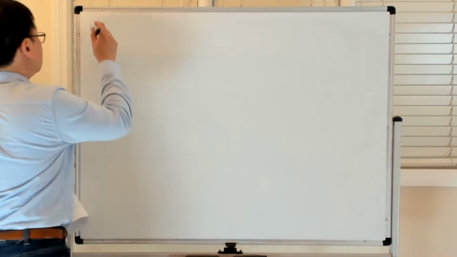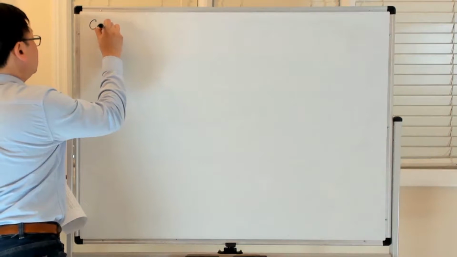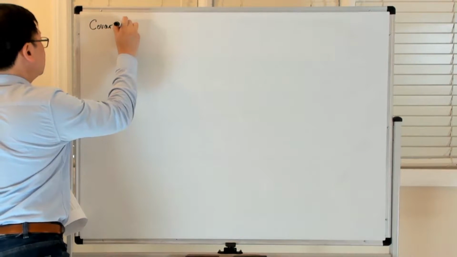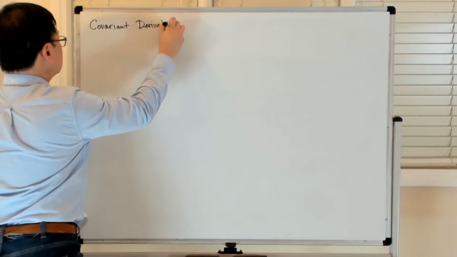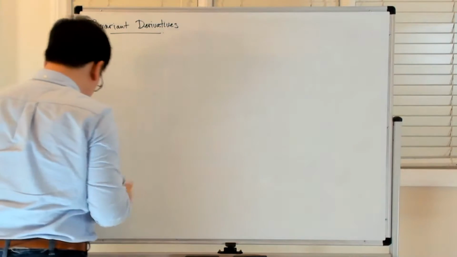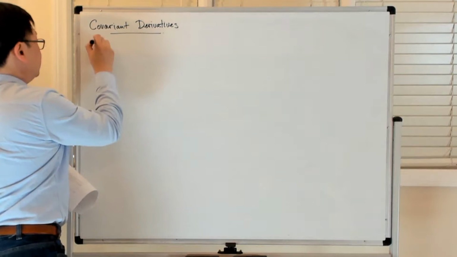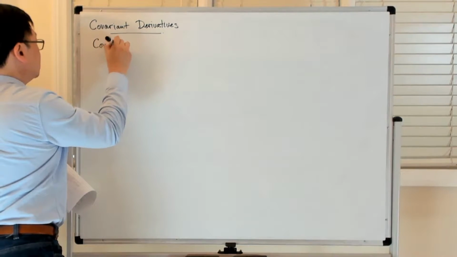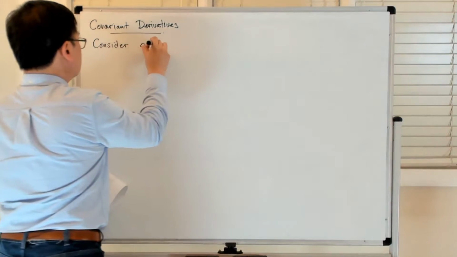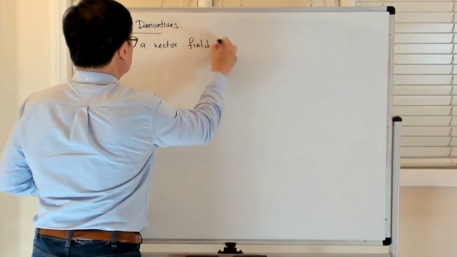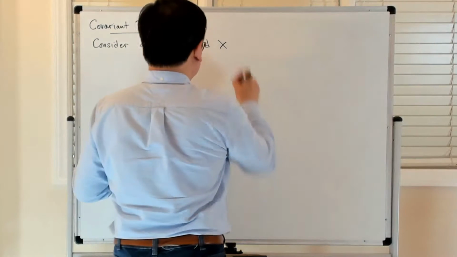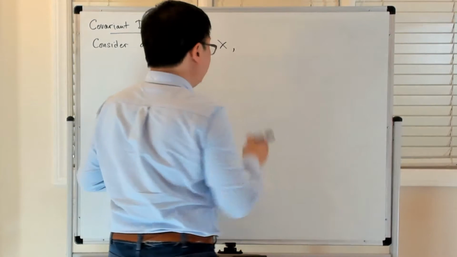All right, so now we're going to talk about covariant derivatives, in particular of a vector field. Okay, so let's consider a vector field. Let's denote that by X. So this is just a vector valued function on a manifold.